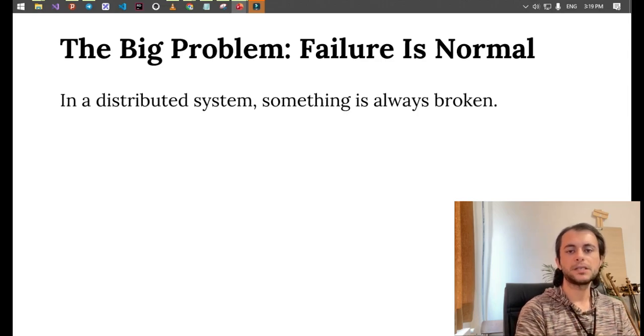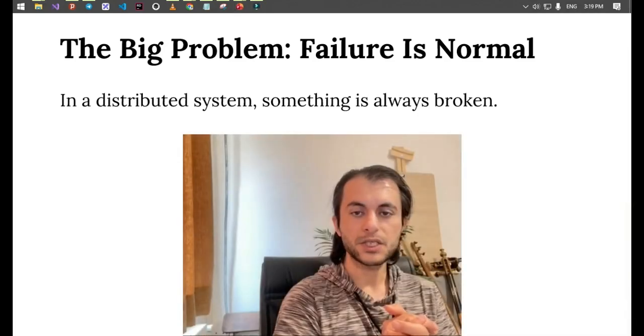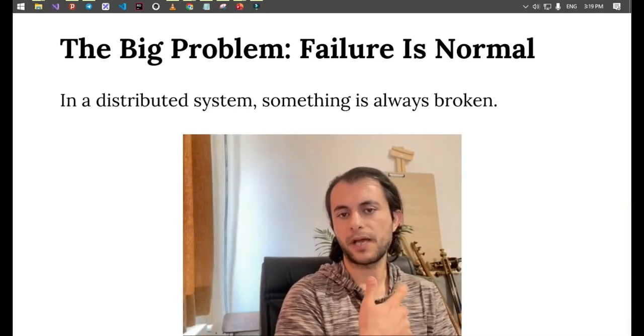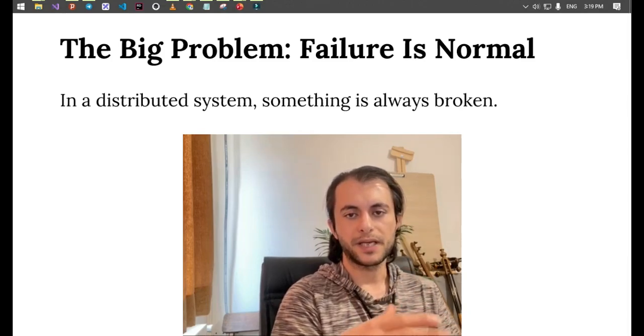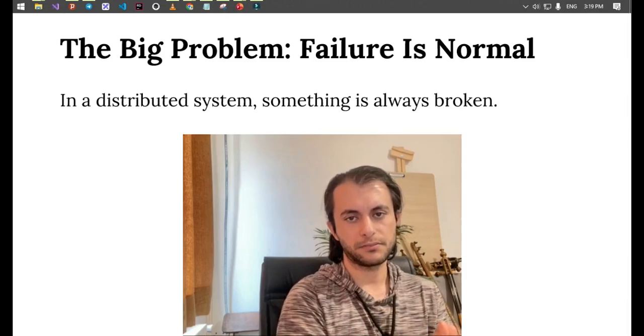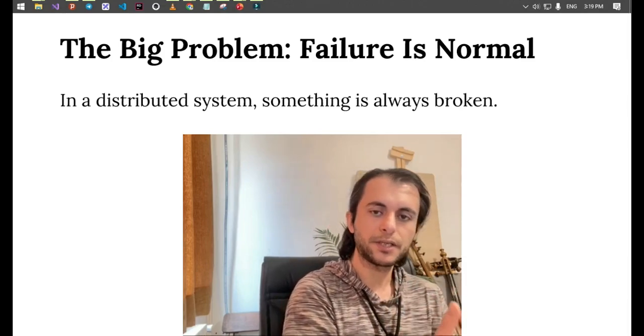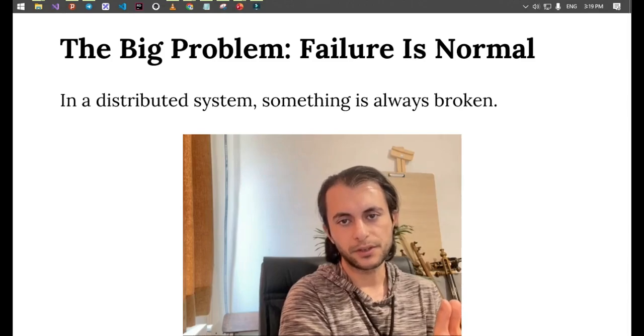This is why designing distributed systems is hard. It's hard not because of code, not because of algorithms, but because of failure, which is the essence of a distributed system. That's why designing distributed systems is really hard.